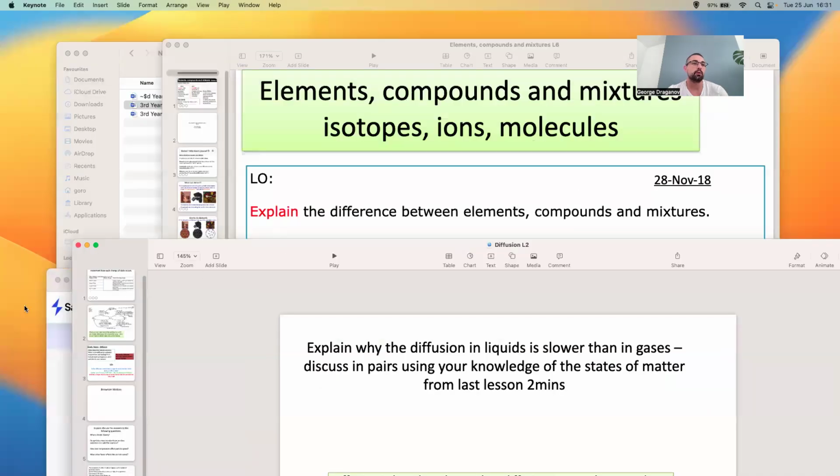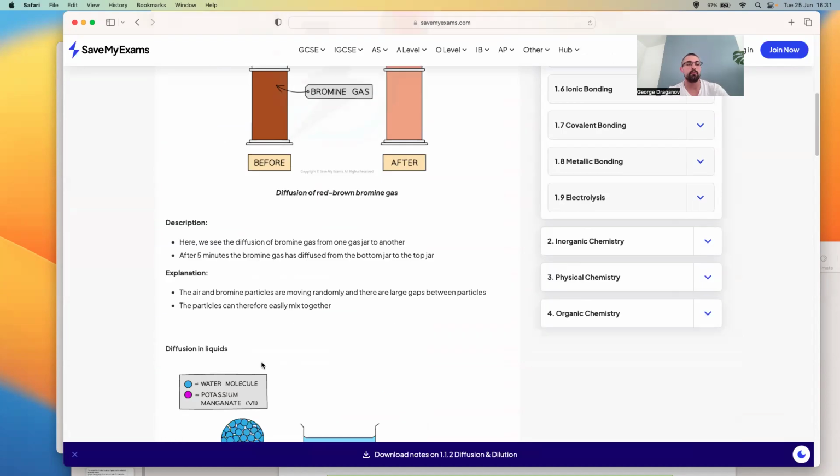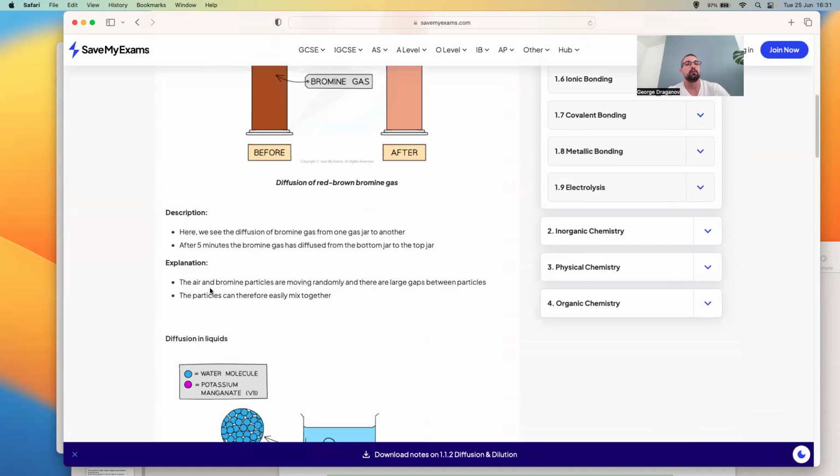Now, before we look at dilution, I just want to show you one other experiment. So here you have diffusion. Bromine gas is filled in one jar and then an empty jar of air, and you have a plate between them. When you remove the plate, the bromine gas will diffuse upwards from a higher concentration into where there's a lower concentration, until they're an equal shade of brown. It roughly takes 5 minutes. So the air and bromine particles move randomly with large gaps between the particles.